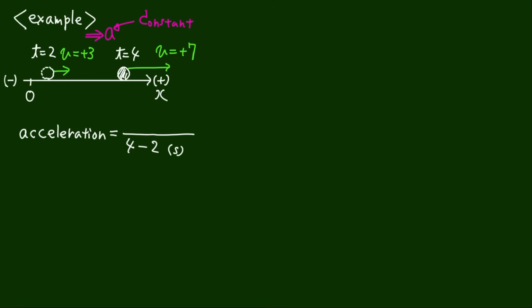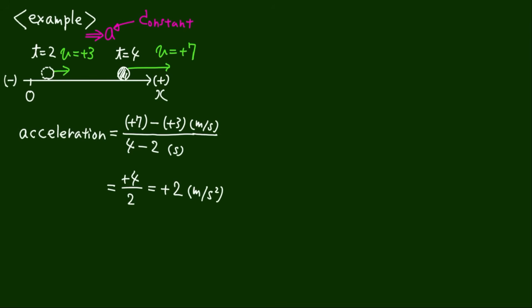During this time, the final velocity was plus 7 meters per second, and the initial velocity was plus 3 meters per second, so it becomes plus 7 minus plus 3. This shows us how much the velocity changed. So this becomes plus 4 divided by 2, and when we calculate it, the result becomes plus 2. And this actually becomes the acceleration in this case.